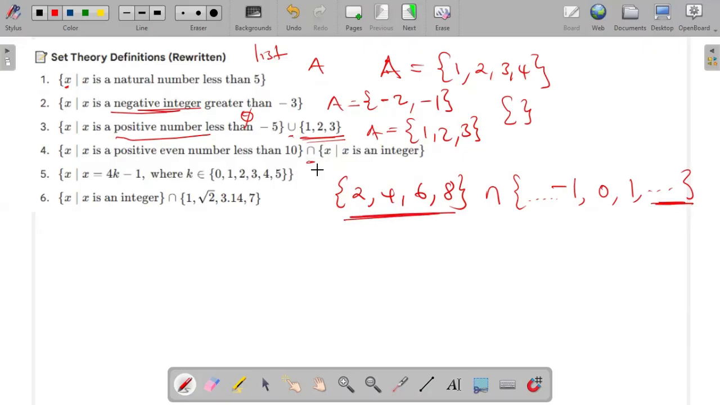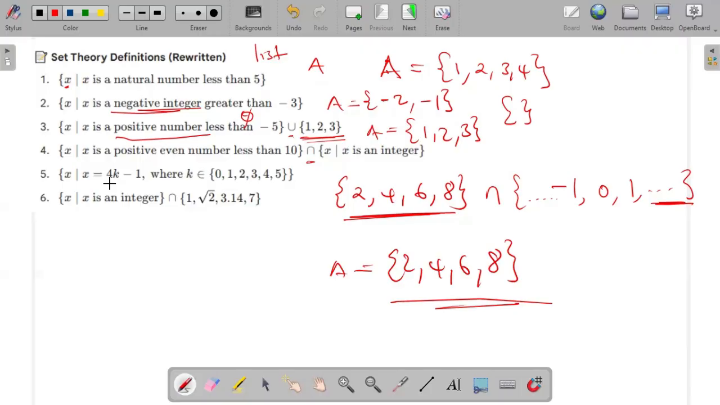So listing out what they're asking for on question 4, our A is just going to be 2, 4, 6, and 8, like that. So this is what you get. On question number 5, or part 5, is what we are going to do next.